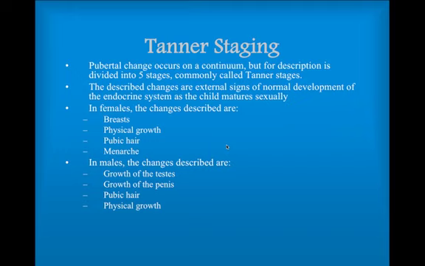The described changes are external signs of normal development of the endocrine system as the child matures sexually. In other words, you are using the secondary sexual characteristics to tell you what's going on with the primary sexual characteristics. And the primary sexual characteristics are the growth of the reproductive organs and the increase in levels of the reproductive hormones. But the secondary sexual characteristics can give you important clues to that.